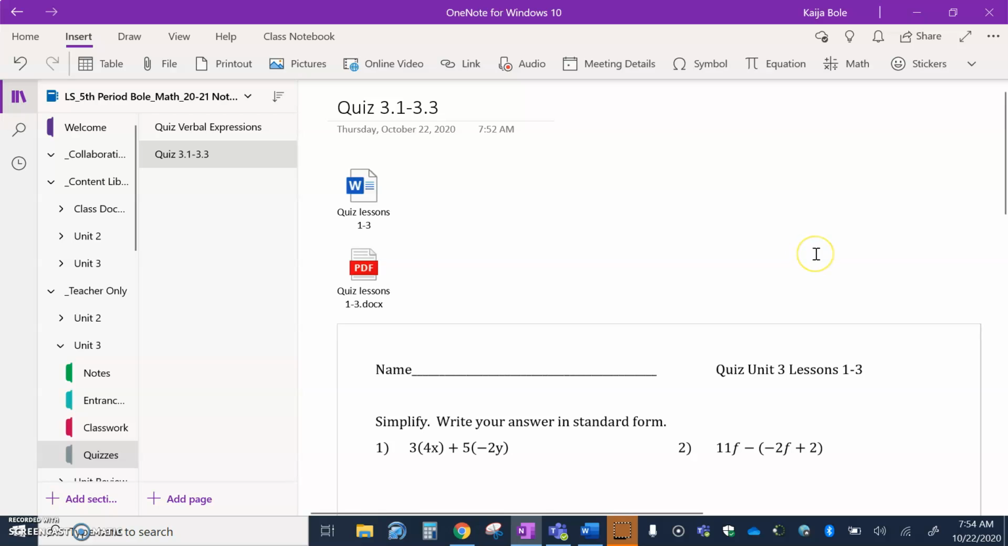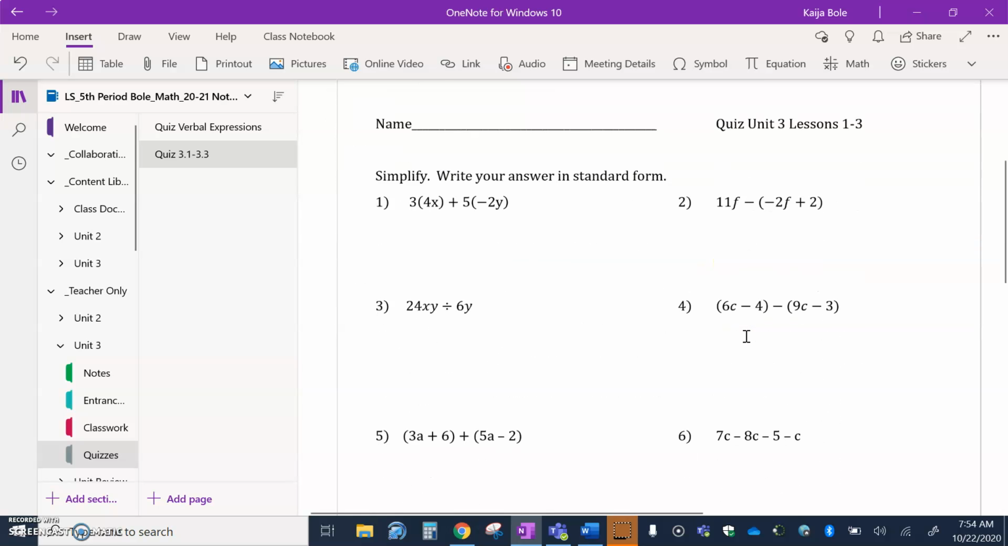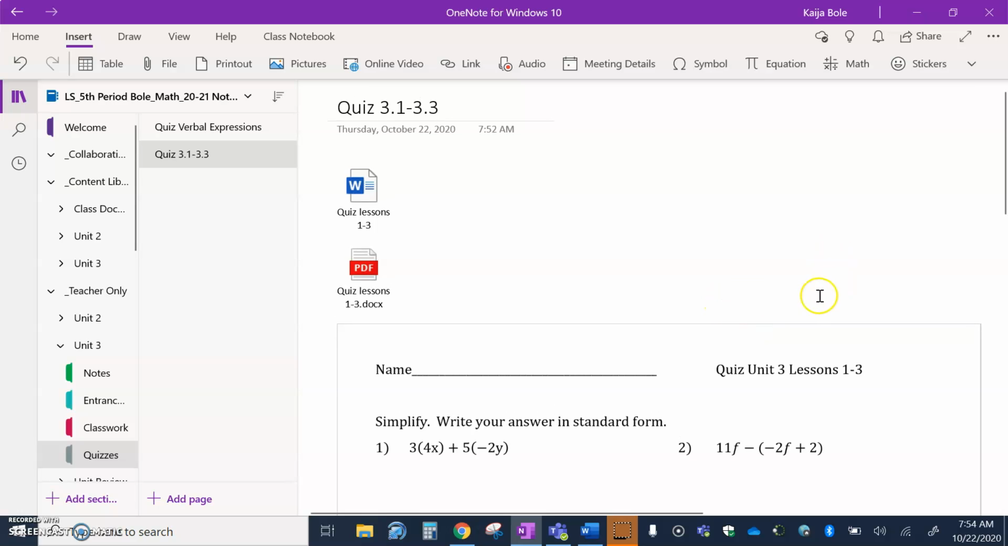Today is your work day for those of you at home. So, first thing you need to take care of today is this quiz on 3.1 to 3.3. It is in your OneNote under Unit 3. So, you're going to take care of that.